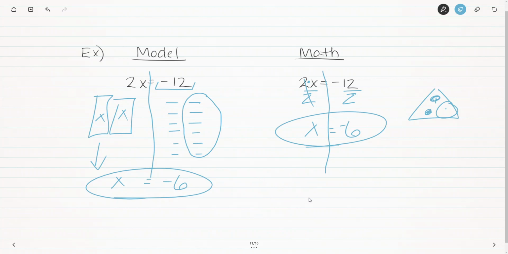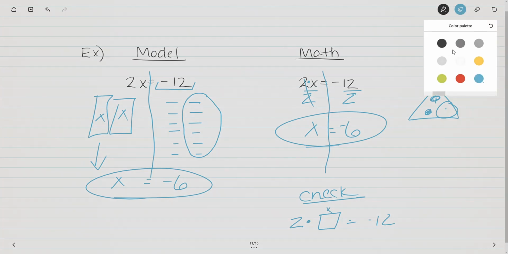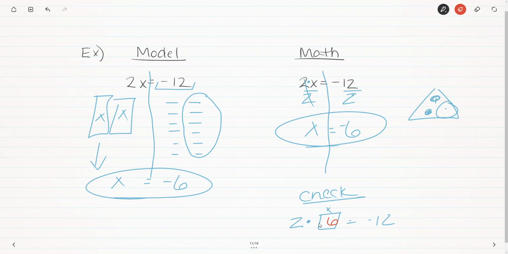And I can double check my work. Remember, all you do to check your work is you write the problem. So I have 2 times blank for my x. My x box is equal to negative 12. Okay, well, what did we say was x that we could plug in? Well, in both options, we got negative 6. And if I do 2 times negative 6, do I get negative 12? Well, 2 times 6 is 12. Check it with the triangle. A positive times a negative gives me a negative. So I end up at negative 12. So I got it right.